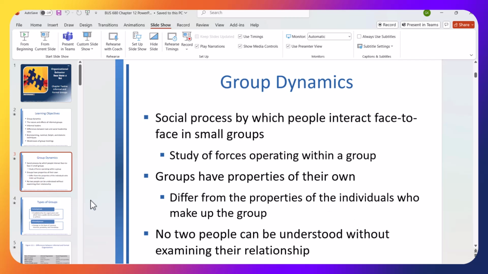So when you look at the dynamics of a group, you have the group dynamics, but then it's broken down by the individuals within that group too. And they all have different properties. They bring different stuff to the table, the good, bad, and the ugly. And it says no two people can be understood without examining their relationship. What type of relationships are you having amongst people in this group?